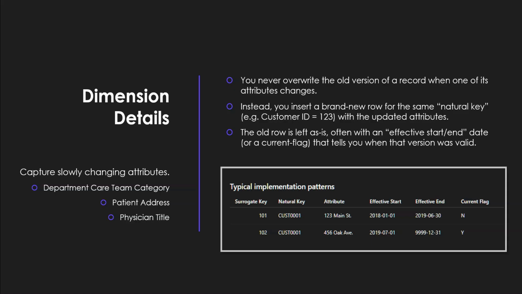The year 9,999. That is just a placeholder to indicate that that is the current information. So until something new comes in, this should always be used. And appropriately, the current flag is set. So this is how this data is typically stored and kept.